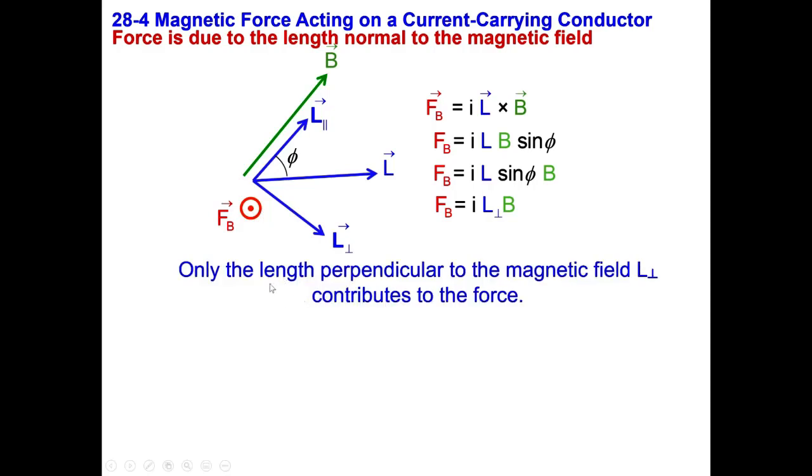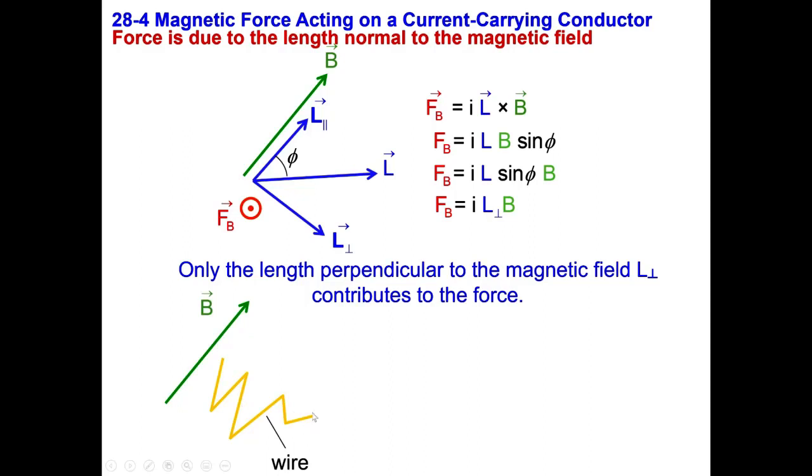Okay, and so we can say that only the length perpendicular to the magnetic field, which is L perpendicular, contributes to the magnetic force. The length parallel to the magnetic field does not contribute to the force. It's like we did before for the velocity. We said only the perpendicular component of the velocity contributes to the force. Same thing here. Okay? Let's assume I have a zigzag.